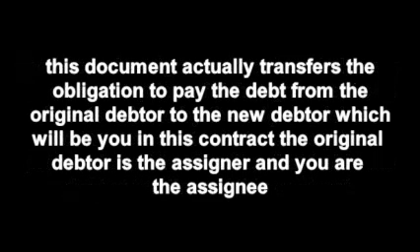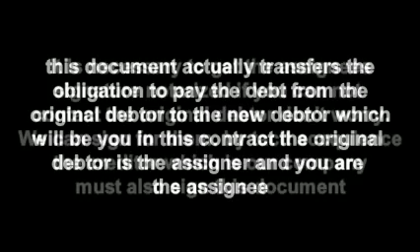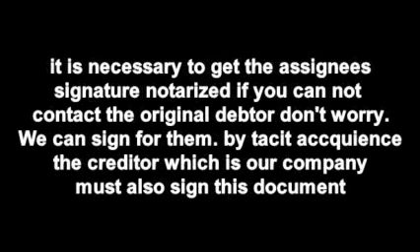The second assignment contract is known as an assumption of debt agreement, and is entered into by the original debtor and the new debtor, and also requires permission of the creditor that holds the debt at the time of this contract. This document actually transfers the obligation to pay the debt from the original debtor to the new debtor. In this contract, the original debtor is the assigner and you are the assignee. It is necessary to get the assignee's signature notarized.